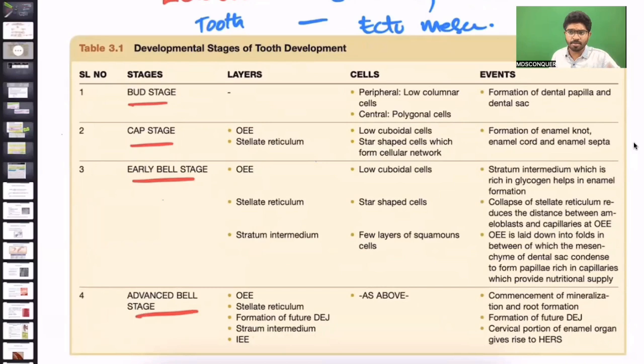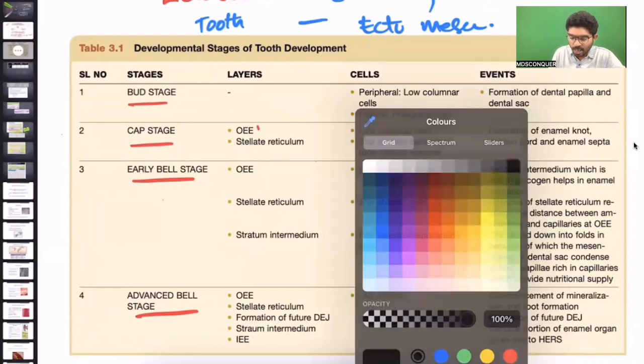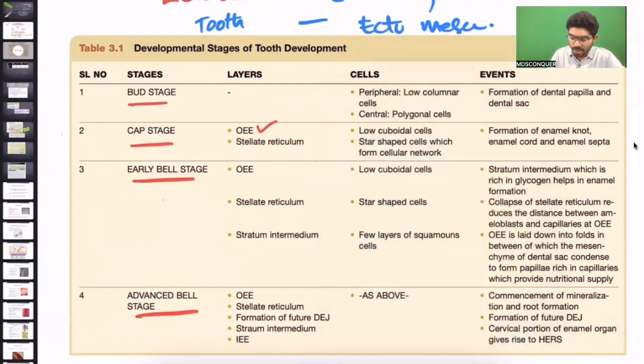So the next question frequently asked is layers in each stage. Particularly, for example, cap stage layers. A cap stage has 3 layers. Layer 1 is outer enamel epithelium. Layer 2 is stellate reticulum. Layer 3 is inner enamel epithelium.